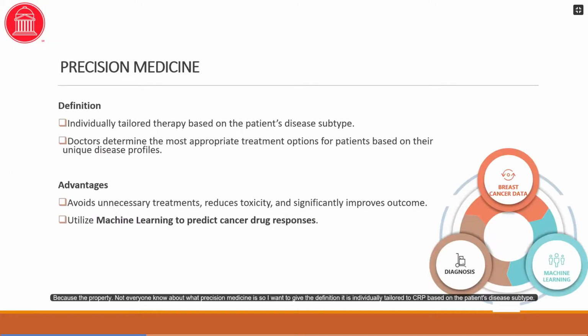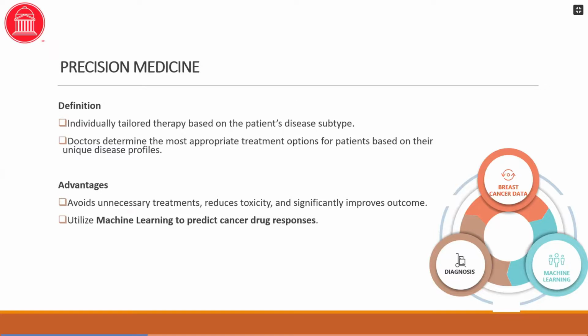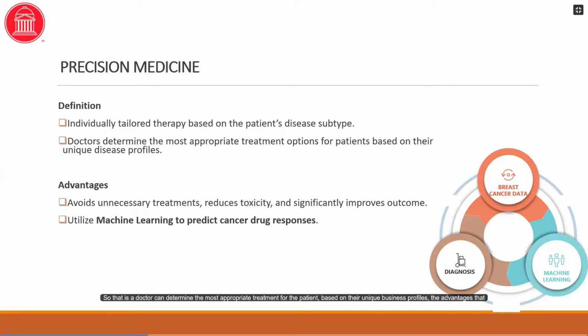Because probably not everyone knows what precision medicine is, I want to give the definition. It is the individually tailored therapy based on the patient's disease subtype, so that the doctor can determine the most appropriate treatment for the patient based on their unique disease profiles. The advantages are that we can avoid unnecessary treatment to save money for the patient and reduce toxicity, the side effects, and also significantly improve the clinical outcome.